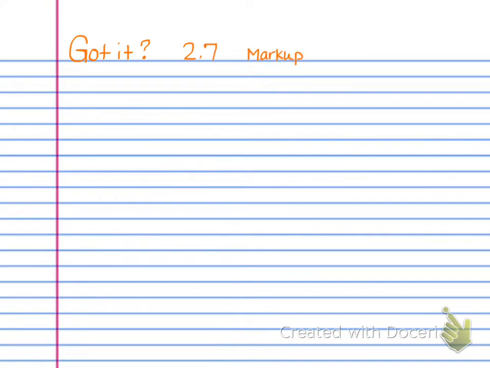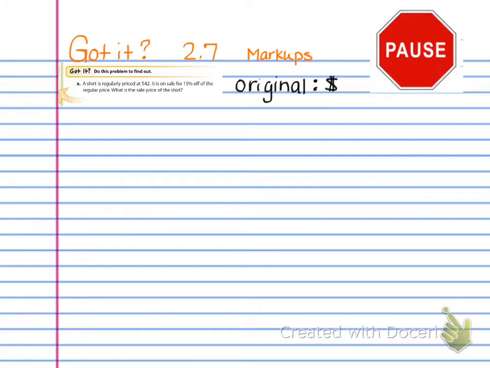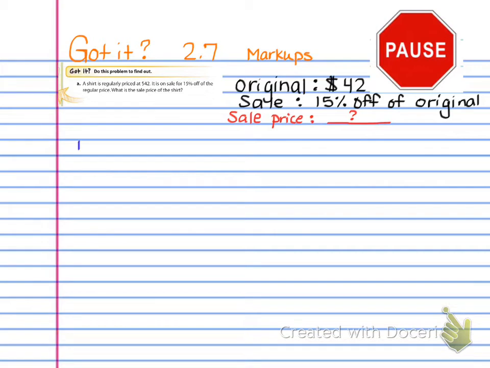Now the got it, you want to go ahead and pause the video now, and you want to read the got it problem, and you're going to write the important information. So, the important information is the $42, 15% off of the original. What's the sales price? You want to go ahead and do that on your own first.